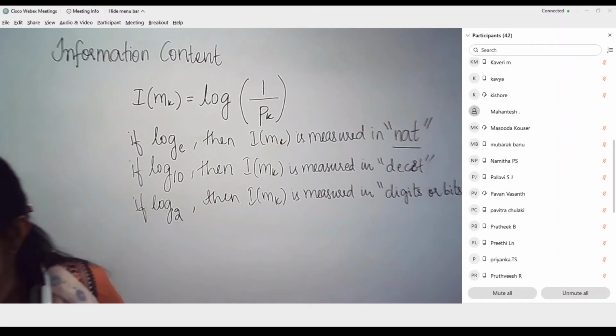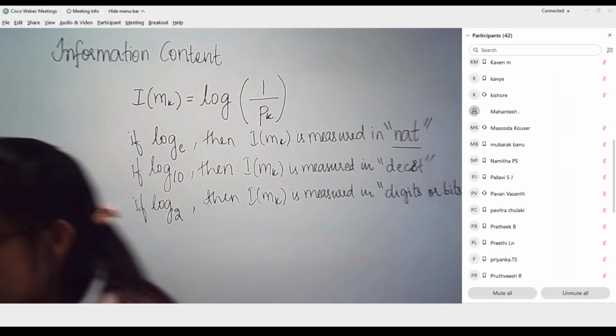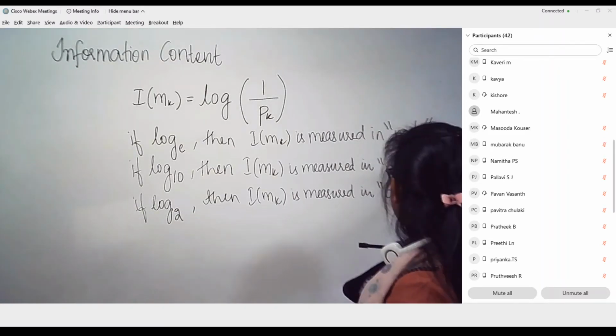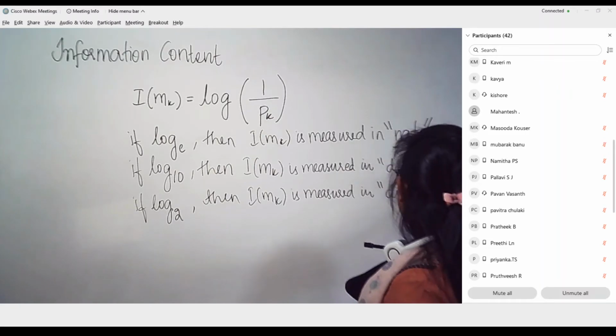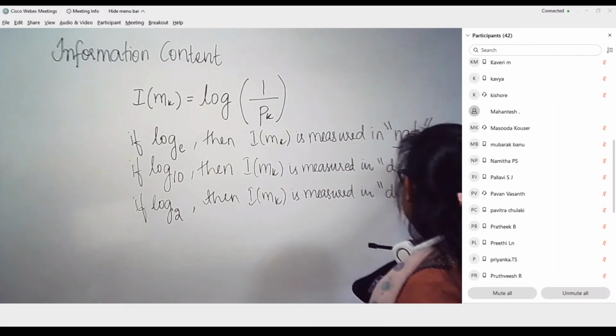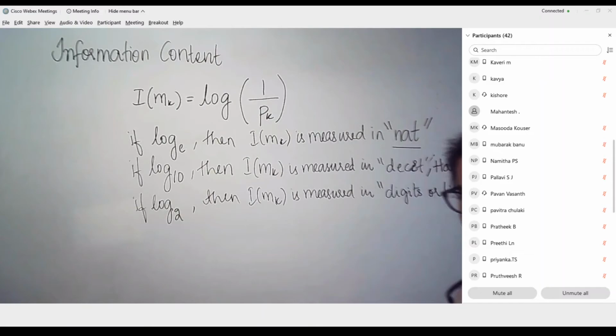So this decit can also be called as hartley. It can also be measured in terms of hartley. There is another unit, decit or hartley. Okay, we will solve one problem here.